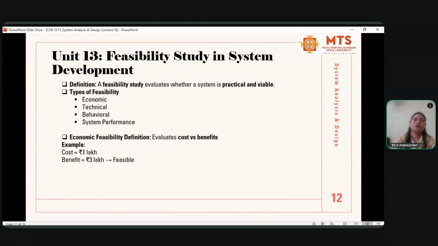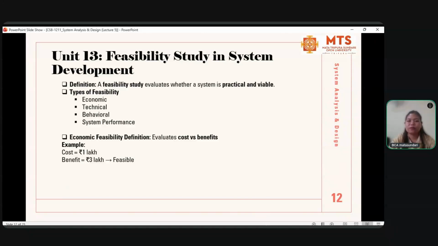Next, moving to our unit 13, feasibility study in system development. Definition, let us know the definition. A feasibility study evaluates whether a system is practical and viable. Types of feasibility: economic, technical, behavioral, system performance.